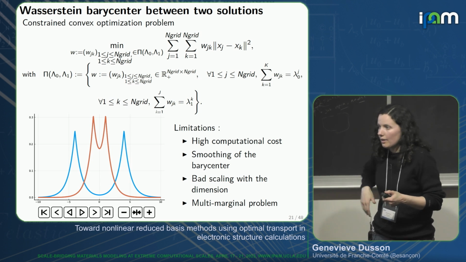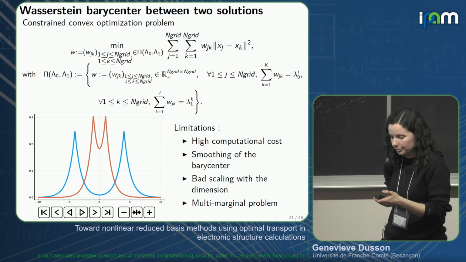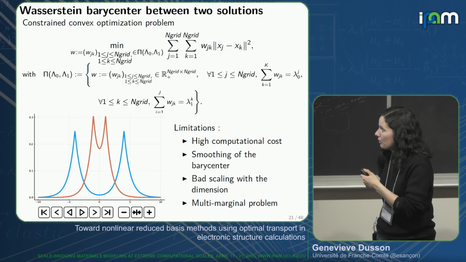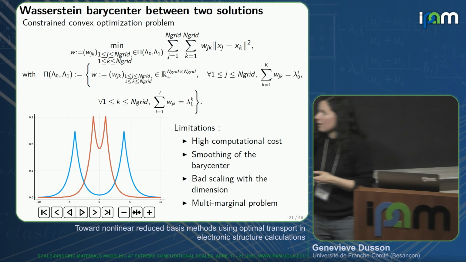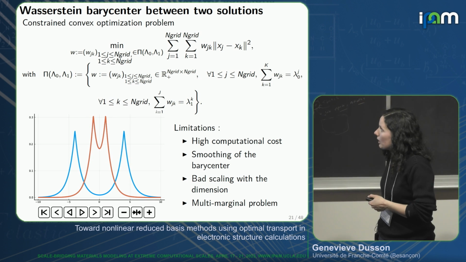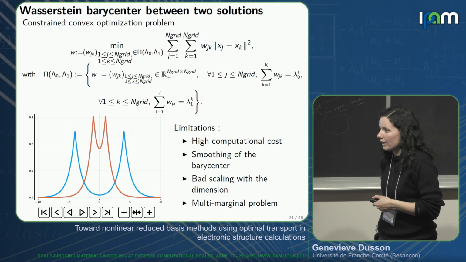The problem is that this is computationally quite demanding, especially if, so this is a 1D example, but if you go to 2D, then if you want the same type of discretization, you get n grid to the square here.